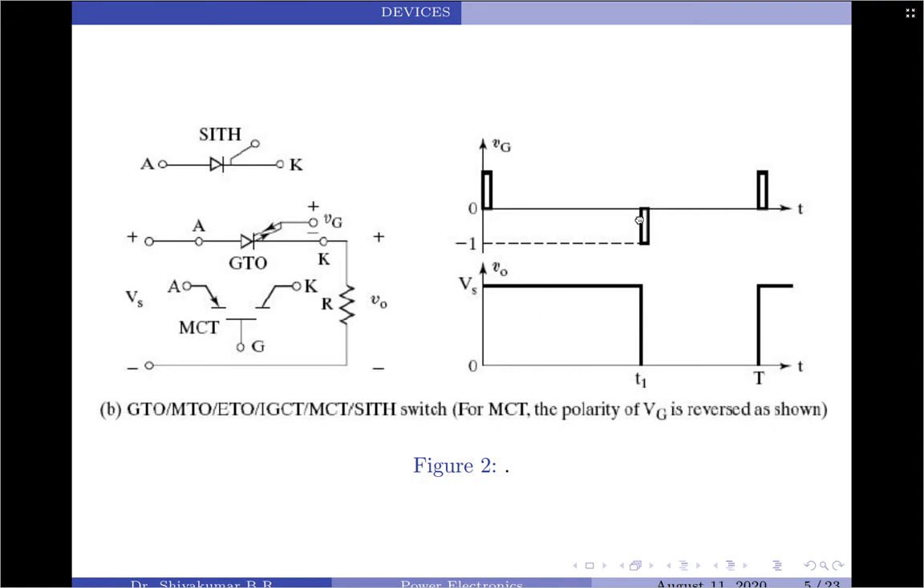But after some time, as you can see here, we have a negative gate pulse applied at the gate terminal of the GTO. Now since GTO responds to both positive and negative gate pulses, immediately this gate pulse is going to turn off the GTO and therefore this becomes open and the output voltage becomes 0. So from T1 till the next gate voltage, which is positive, is applied, the thyristor will be in the off state. So this is the control characteristics of GTO. The same is applicable for SITH and MCT as well.